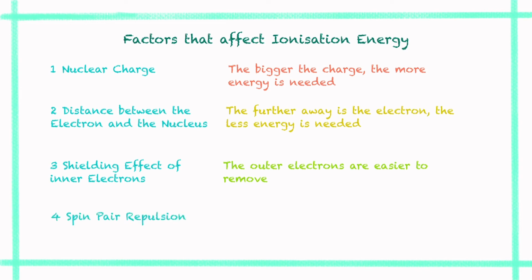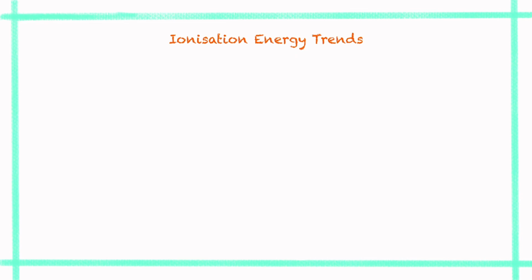Lastly is spin pair repulsion. Electrons can either spin clockwise or anti-clockwise. Electrons with similar spins repel each other, which suggests that the repelled electron is easier to remove. Knowing the factors that affect ionization energy, we will then take a look at the ionization energy trends.